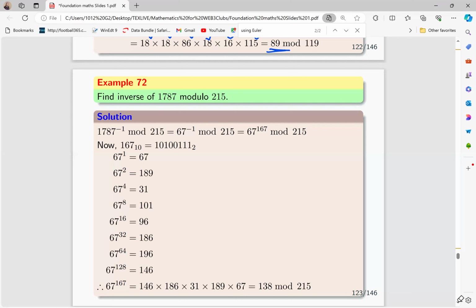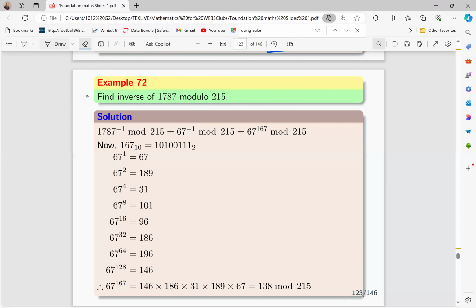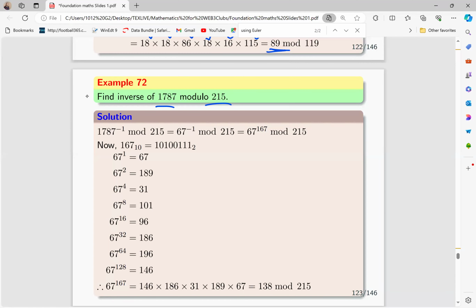The number given to us is bigger than the divisor. So we reduce it. 1787 divided by 215 goes there 8 times. What is the remainder? 67. The remainder is 67. So what that means, 1787 inverse is the same as 67 inverse mod 215.